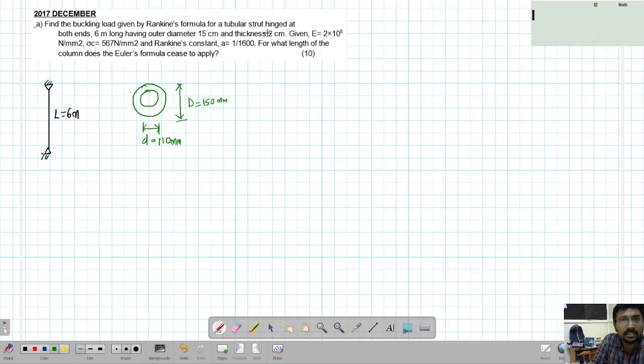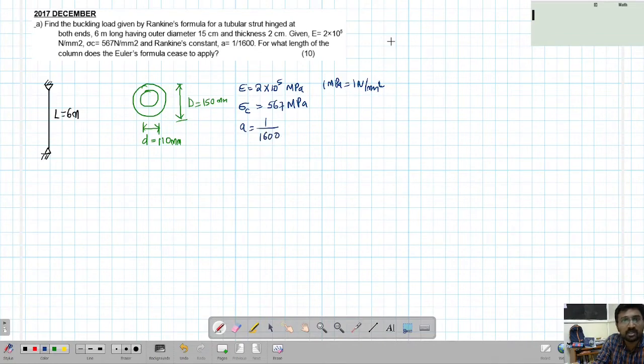Then what else is given? E is given. Young's modulus is 2 into 10 to the power 5 MPa. Always remember 1 MPa equals 1 Newton per mm square. Now sigma C is given, that is the maximum compressive strength of the material. It is 567 MPa. Then Rankine's constant is given, that is 1 upon 1600. Yes, so that is given.